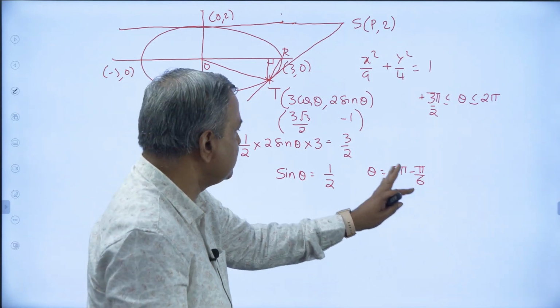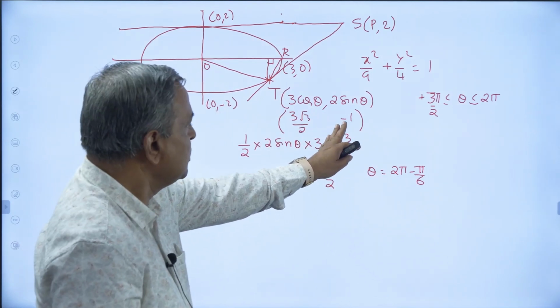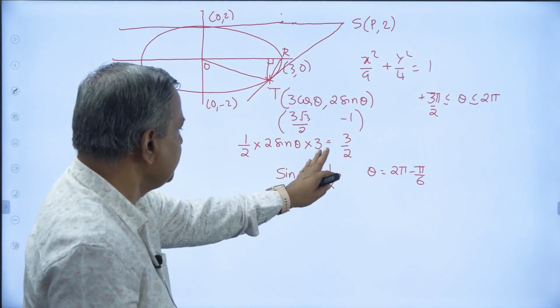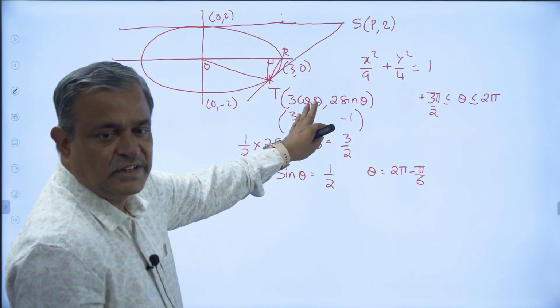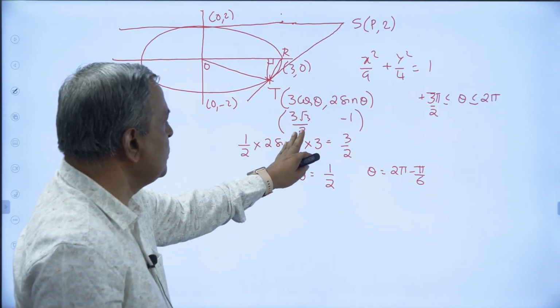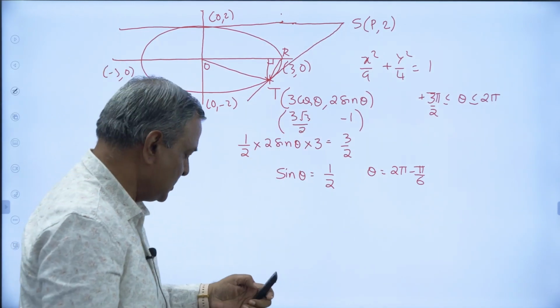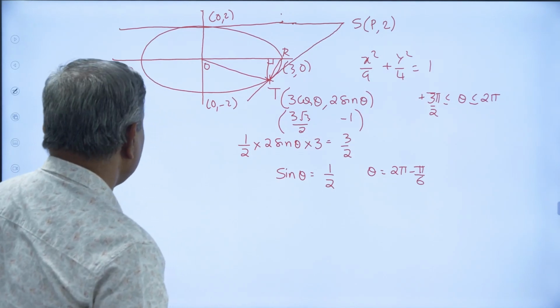Theta is 2 pi minus pi by 6. In the fourth quadrant sin is negative, so 2 sin theta is equal to minus 1. Cos theta in the fourth quadrant is positive, so 3 root 3 by 2, we got it. That is the information. Now we move back to the question.